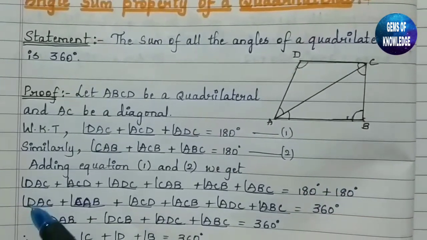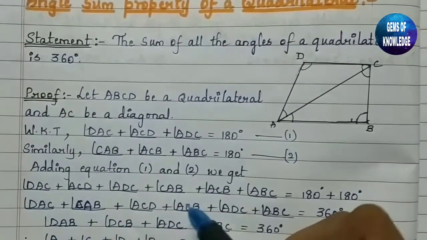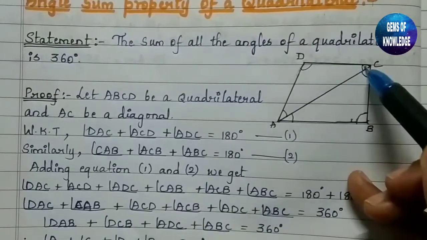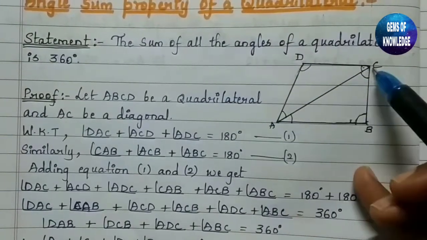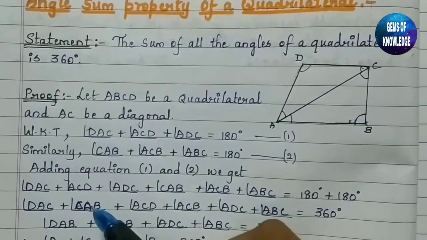Okay, so you can see here DAC plus, we will bring closer, you can see DAC, this angle, plus CAB, we will get this angle closer.